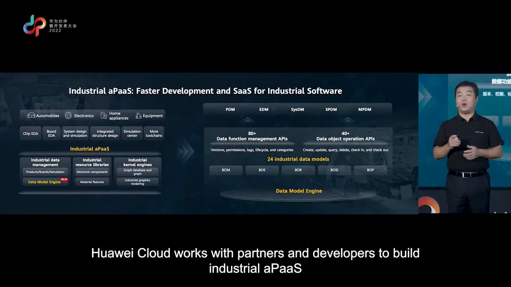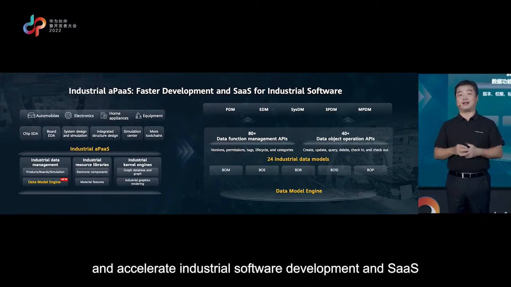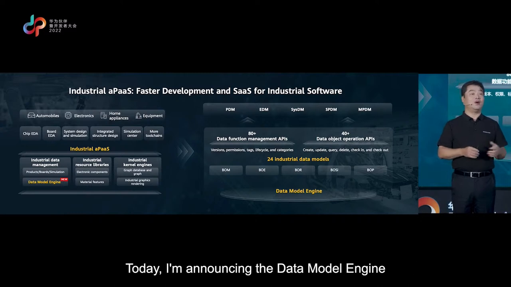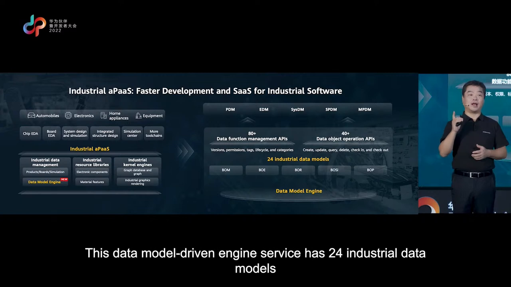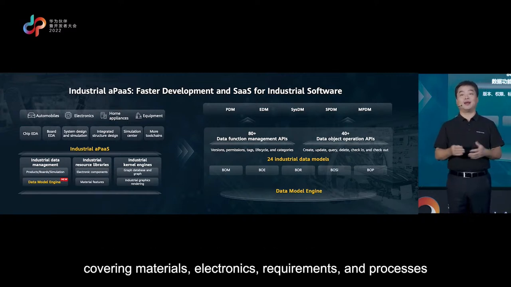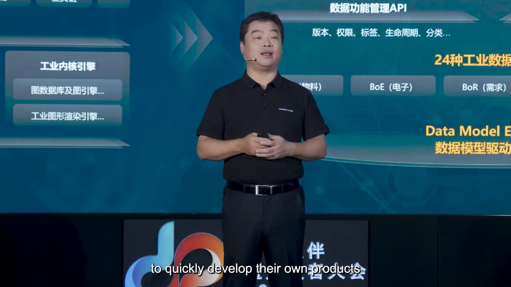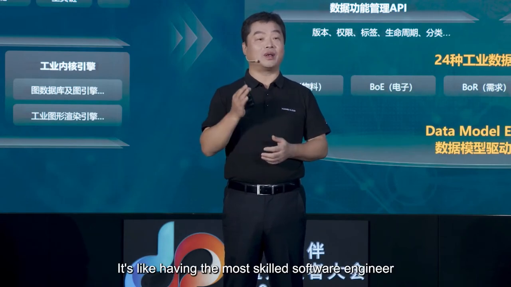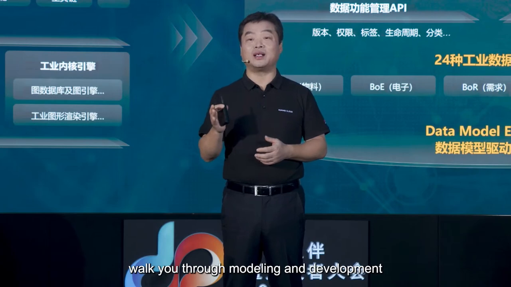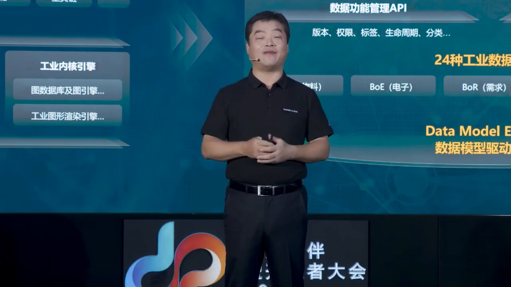Huawei Cloud works with partners and developers to build industrial APaaS and accelerate industrial software development and SaaS. Today, I'm announcing the Data Model Engine. This data model-driven engine service has 24 industrial data models, covering materials, electronics, requirements, and processes. Partners and developers can use these models to quickly develop their own products. It's like having the most skilled software engineer walk you through modeling and development.